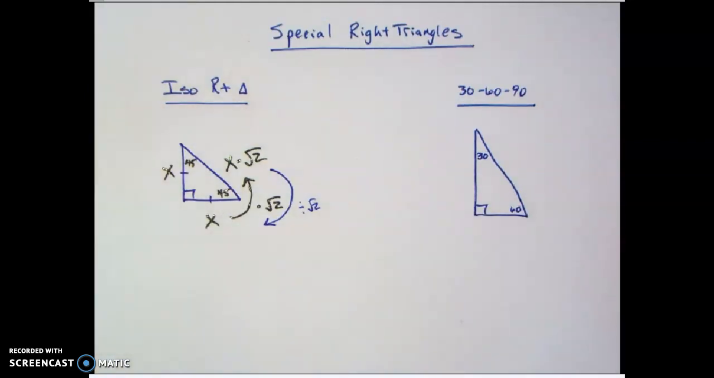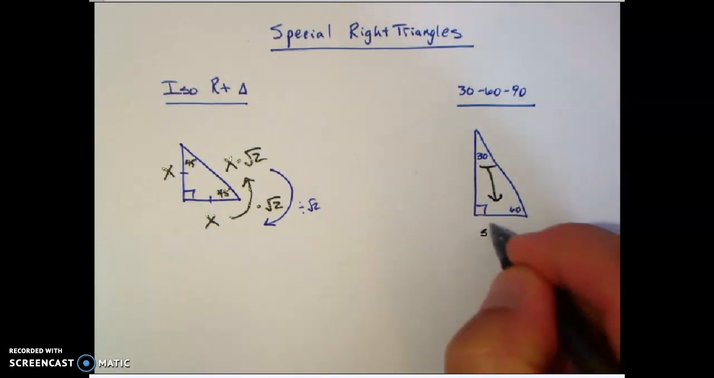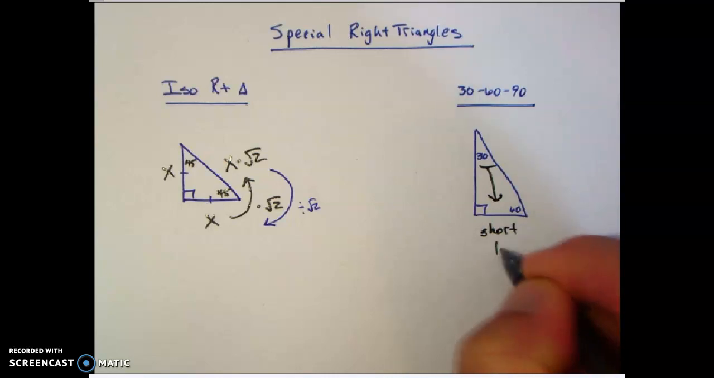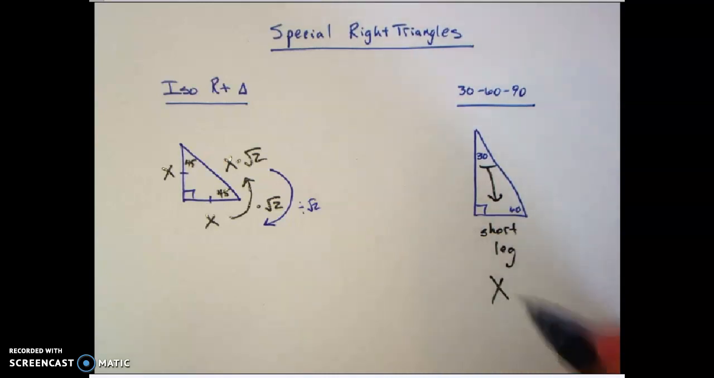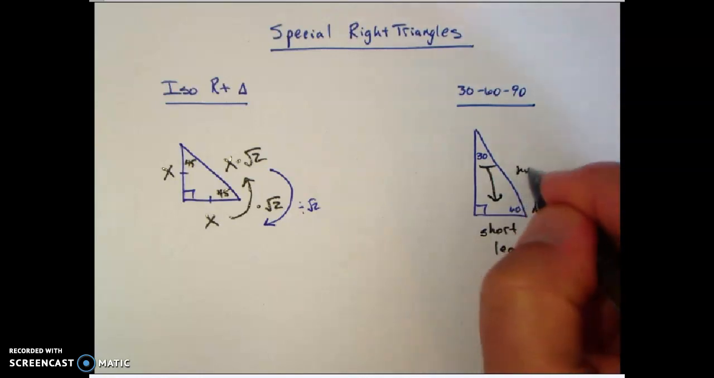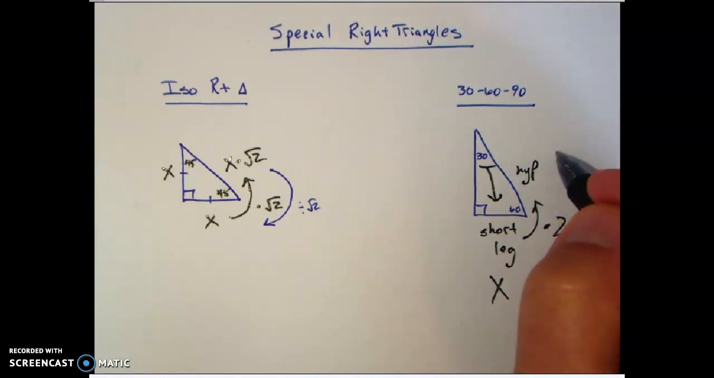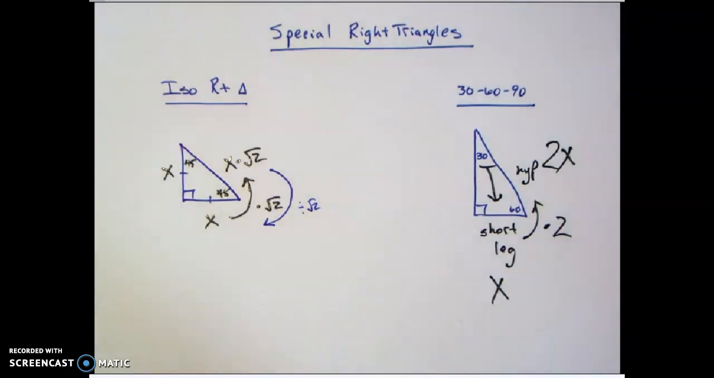In a 30, 60, 90 triangle, it's all about the short leg. Remember, the short leg is always opposite the 30-degree angle. And if our short leg is x, then we know our hypotenuse, which is opposite the right angle, is going to be 2 times that. Whatever the short leg is, if I take it times 2, that would be our hypotenuse. So we're going to say that's 2x.